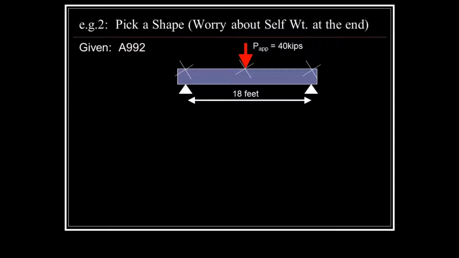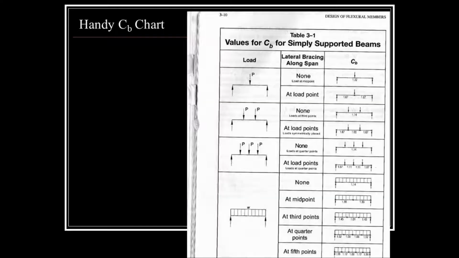So now in example 2, I have to pick a shape for a center point applied load of 40 kips. The unbraced length is 9 feet with an overall span of 18 feet. A handy design aid is Table 3-1, which gives Cb values for some of the most common simply supported beams. So using this, I don't have to compute Cb. I find the correct condition and it shows me that Cb is equal to 1.67.